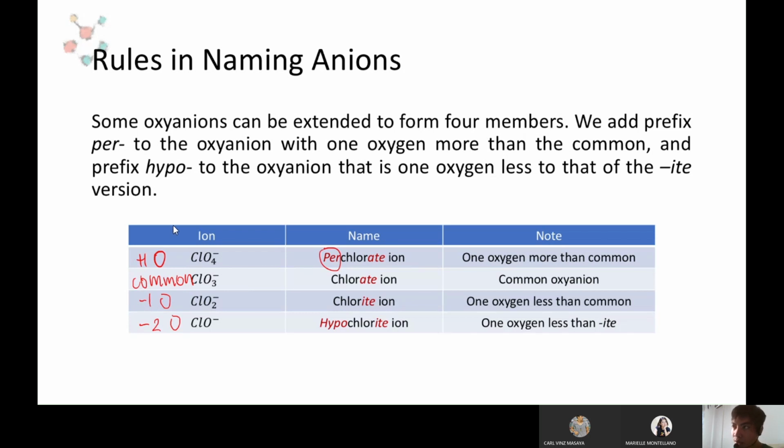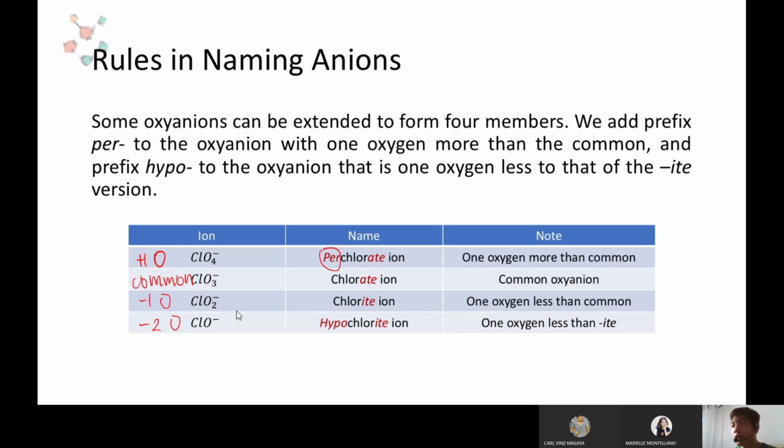Okay, so tapos na tayo dun sa nasa taas. Ano naman kapag less yung oxygen? Punta tayo dito. Ito yung kaninang rule. Pag 1 oxygen siya less than the common, ano yung suffix? Instead of ate, gagawing ite, diba? Ito yung rule kanina. Okay, so since this ClO2 is 1 oxygen less than the common, ClO3, ano gagawin? Yung ate, gagawing ite. So, yung chlorate, magiging chlorite.